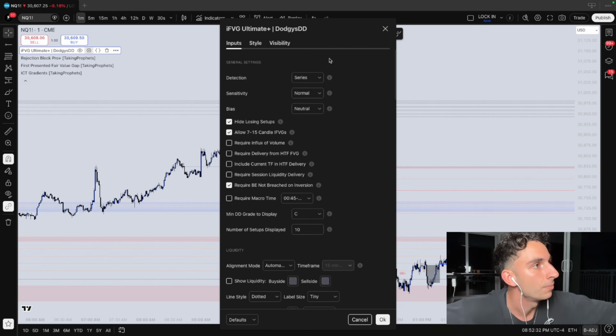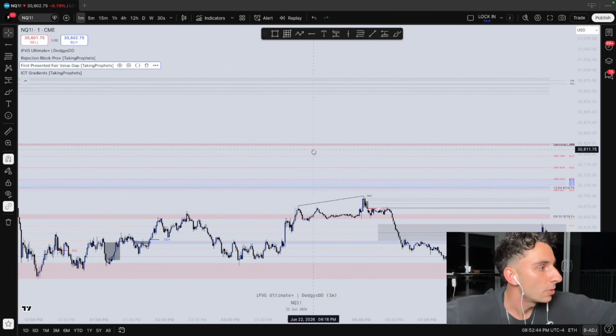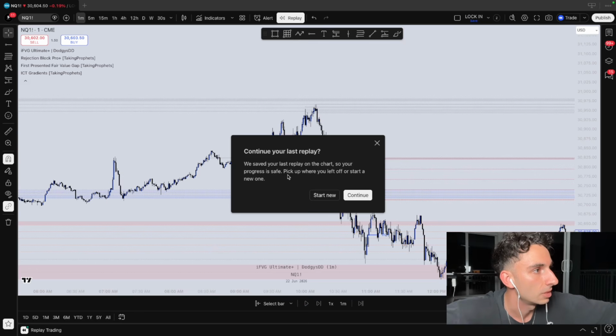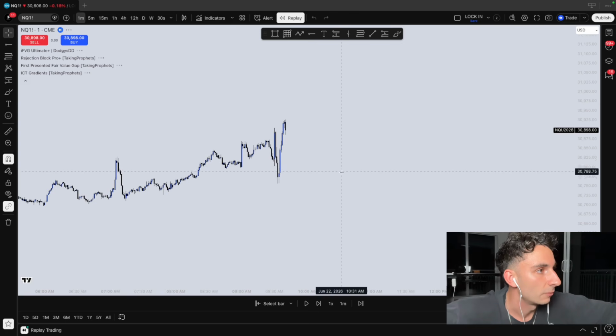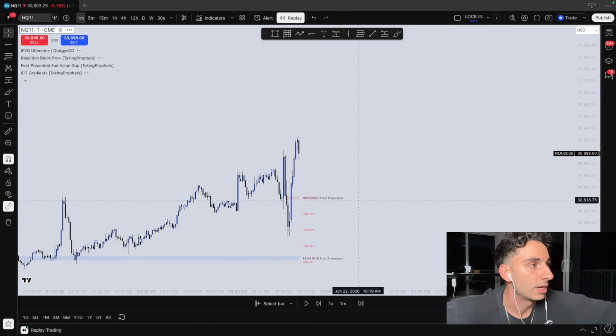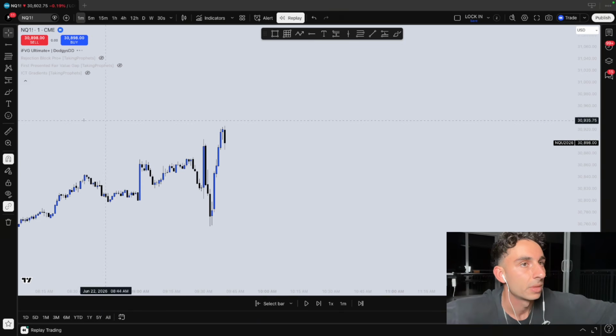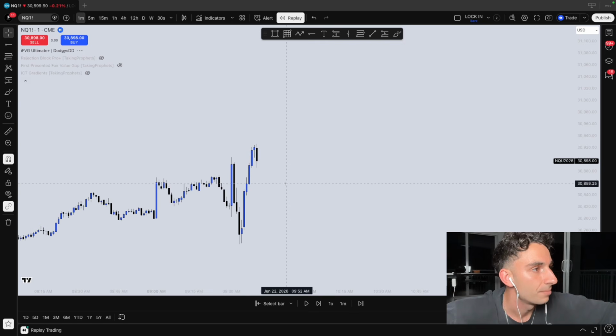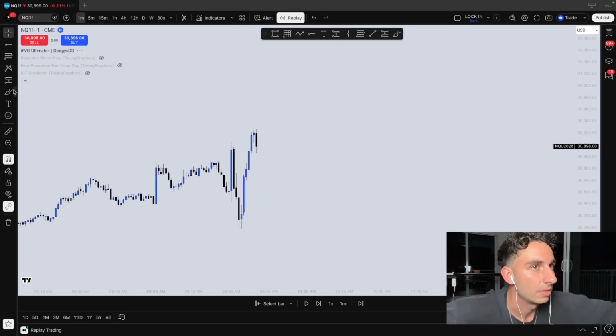So without further ado, we're going to start off with detection. So detection, we have two options, series and single. Now, what this means is when we have a leg of price. So for example, let's go into replay mode and go back to here, right? This is actually a very good example right here. So we have this leg of price, right? I'm going to take off other indicators too, to just not confuse you guys. But here we go, right? We have this run up. And if you see in this leg, right, we're looking for obviously an inverse fair value gap entry, right? That's the whole basis of the indicator, right?